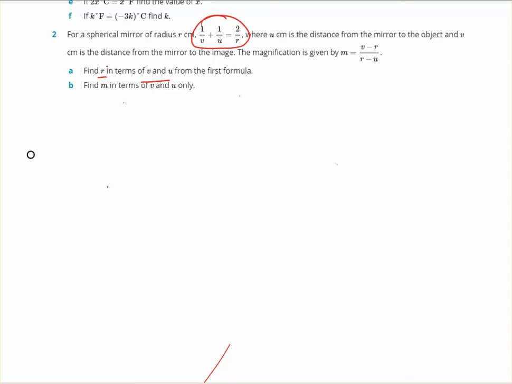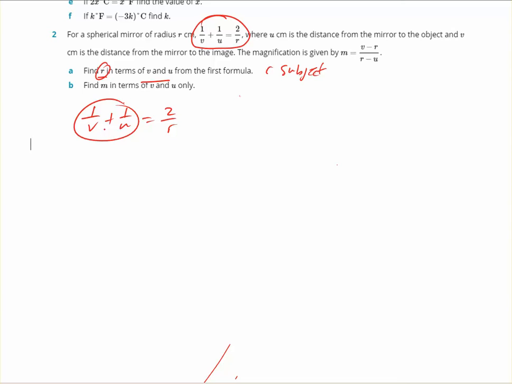So it means make R the subject. In order to do that, let's write the equation down and rearrange it. 1 on V plus 1 on U equals 2 on R. Now, I want to combine these two fractions because I want to do a flip later on. The reason I want to do a flip is because R is on the denominator, and that's never a good place to be when we're rearranging.